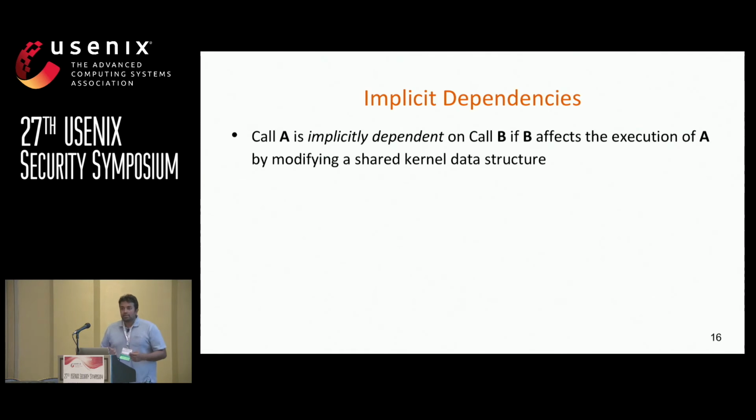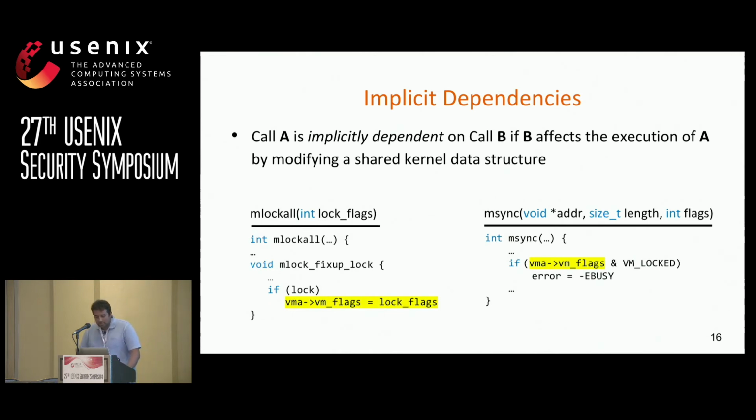Now we say a call A is implicitly dependent on call B if B affects the execution of A by modifying some shared kernel data structure. This is a bit more complicated, but a good example is between the msync and mlockall system calls. We would say that msync is implicitly dependent on mlockall because mlockall affects the execution of msync by modifying the vm_flags field of every VMA struct in the calling process. Then in msync's execution, it checks to see if this field has been marked as locked, and if it has, it will set the error to EBUSY.